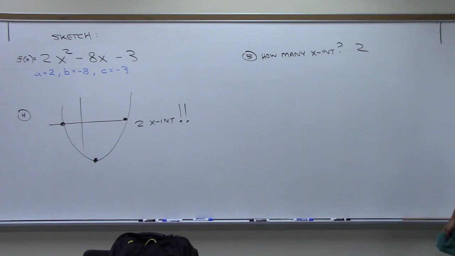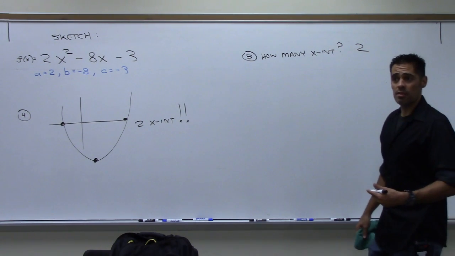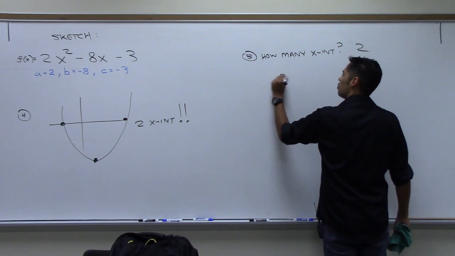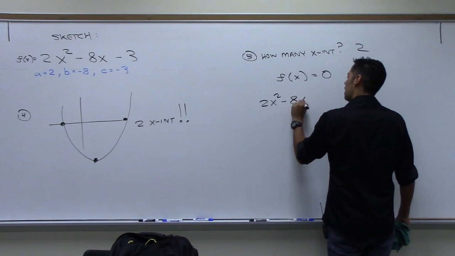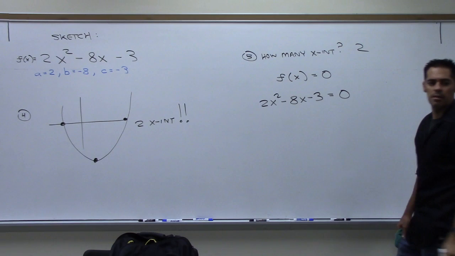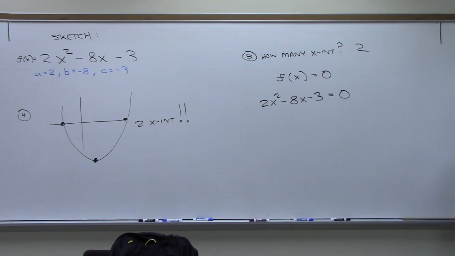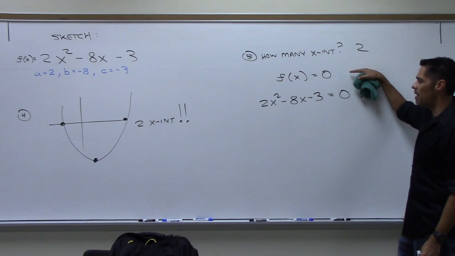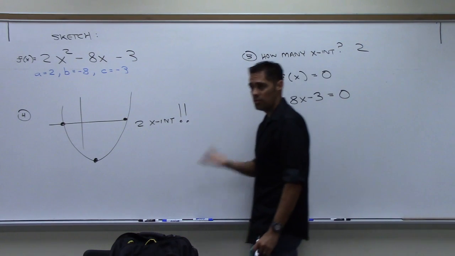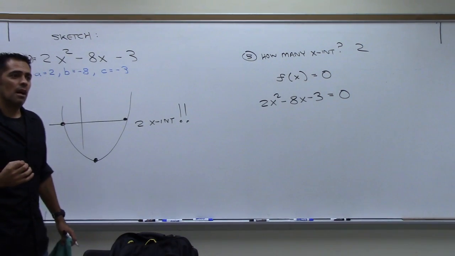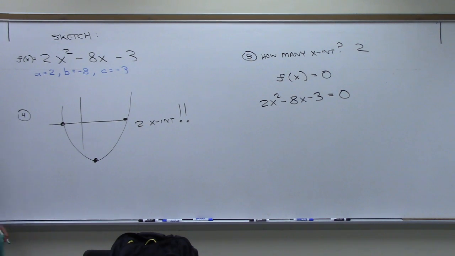So how do we find the 2 X-intercepts? This is still part of step 5. We set the function equal to 0, right? So I'm going to set 2x squared minus 8x minus 3 equal to 0. Because I have 2, I need to find them. This is how I find them. I set the function equal to 0. And now I can either factor that, or if it doesn't factor, use a quadratic formula. And I know for sure I should get 2 answers. If I don't get 2 answers, I've done something wrong somewhere, right? Because this shows I should have 2.